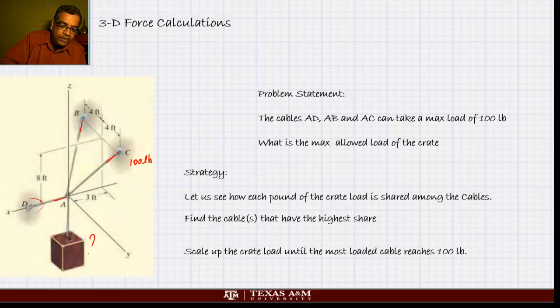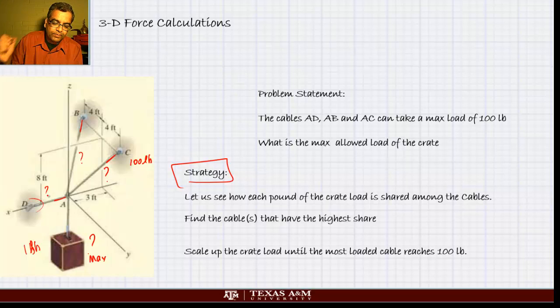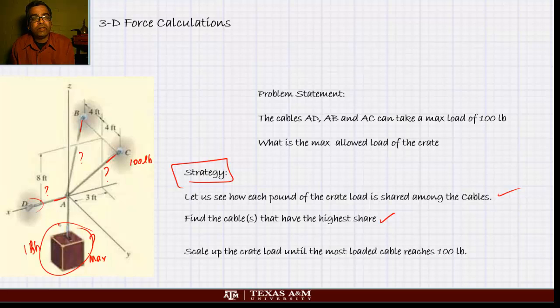Okay, so our high level strategy is the following. What we want to do is find out what's the max allowable load. So we will see per unit pound here, how is the load shared by these 3 cables? Each pound of the crate load, how is it handled by the 3 cables? That's what we're going to find. Then we will find which cable has the highest share. And then we will scale up the load until the cable with the highest share reaches 100 pounds, because all the others will have a slightly lower share, and then we will be done. You got that, right? So that's the strategy.